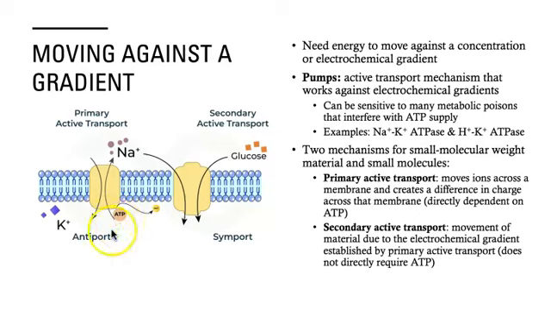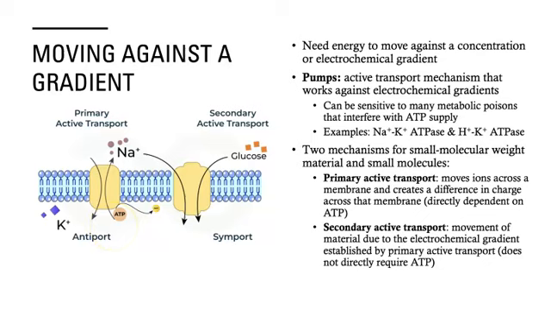And these transport proteins are called pumps, meaning we're going to actively move them against the electrochemical gradients. And this could be sensitive to any type of metabolic poisons that are going to interfere with our ATP supply. And that would, of course, inactivate our pumps, or they wouldn't be pumping efficiently. So an example would be our sodium-potassium ATPase. We also call this our sodium-potassium pump. And we also have a hydrogen-potassium ATPase too.